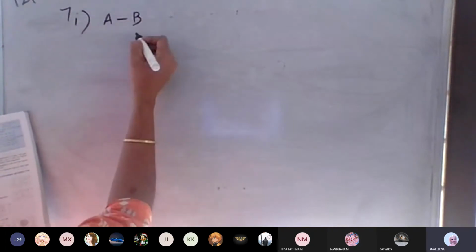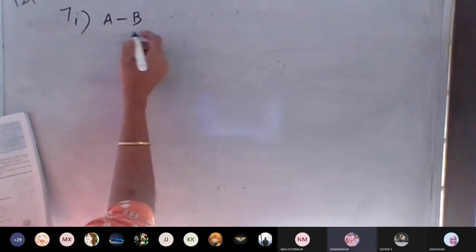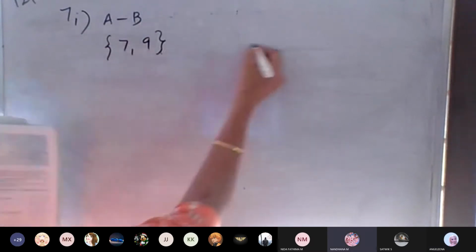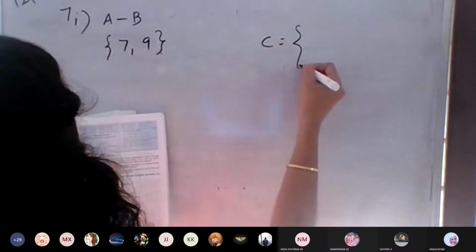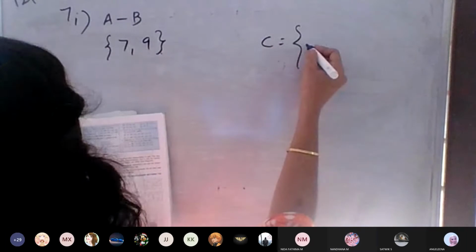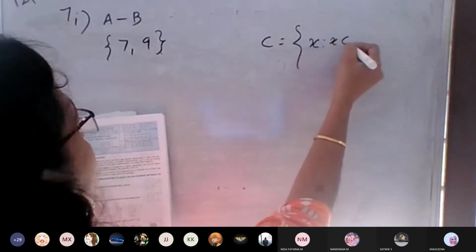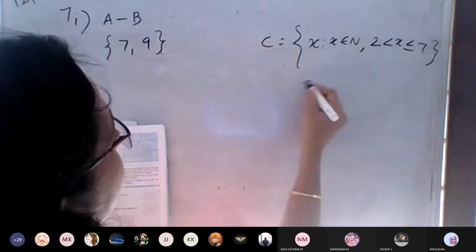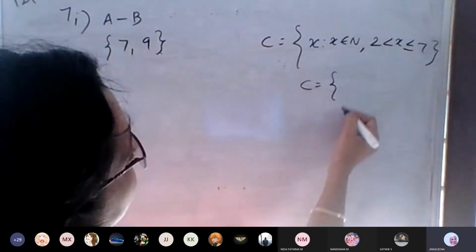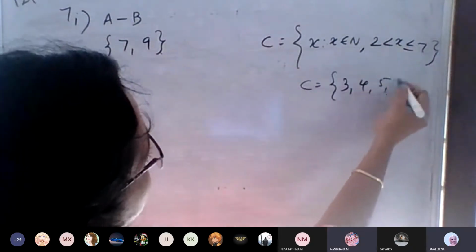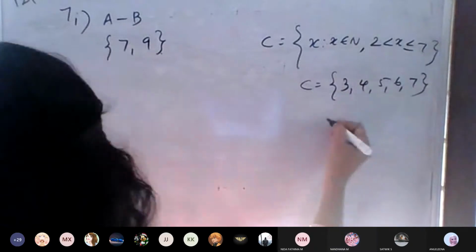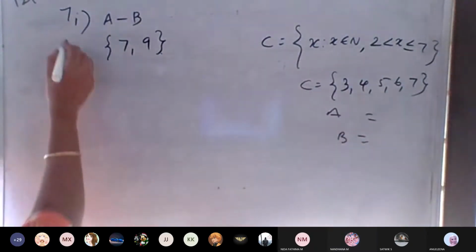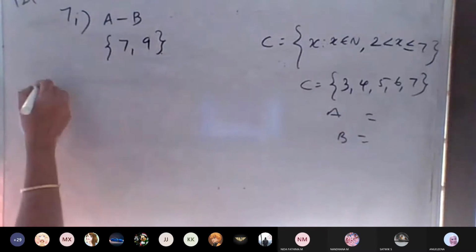A minus B is 7 and 9. Then C in set builder form is the set of all x such that x belongs to N and 2 less than or equal to x less than or equal to 7. So which are the elements in set C? 3, 4, 5, 6, 7. A and B are directly given there. A minus B, is it correct for all of you?